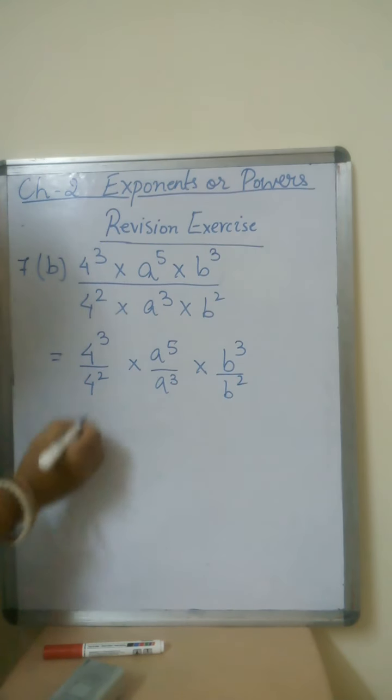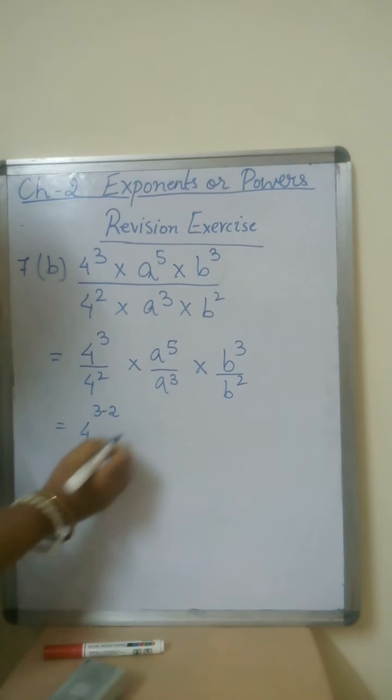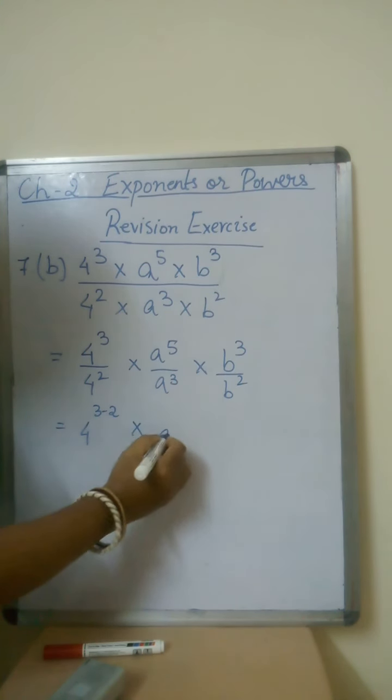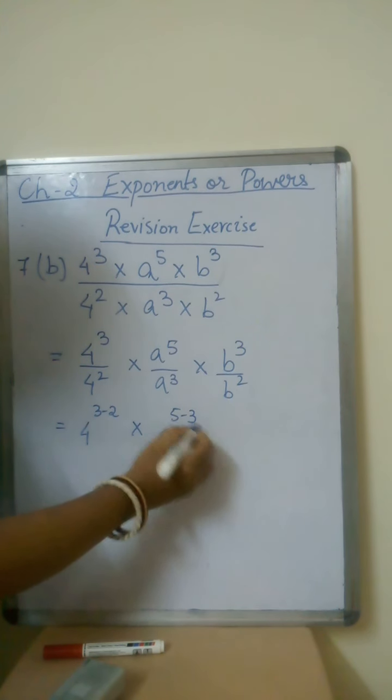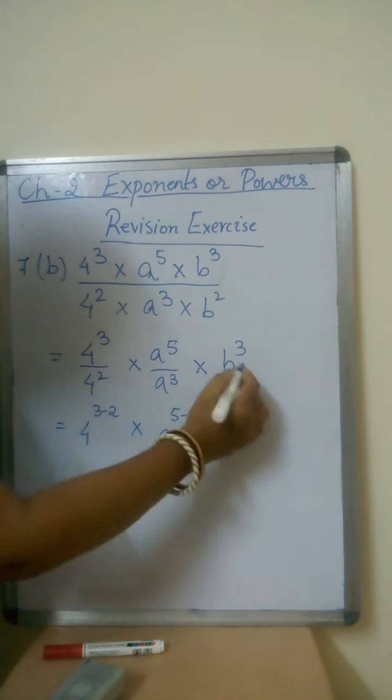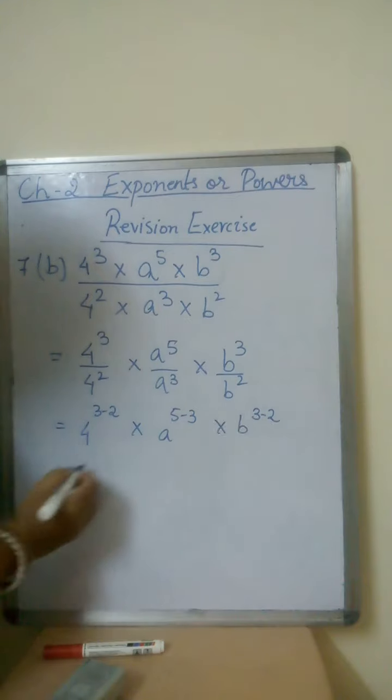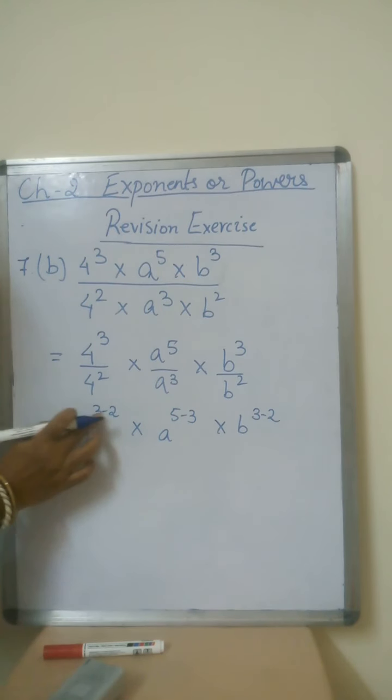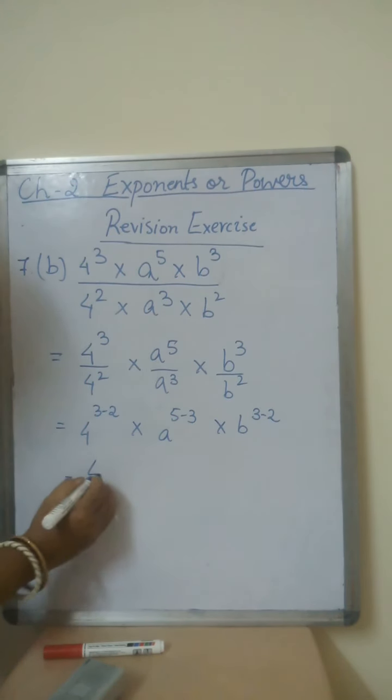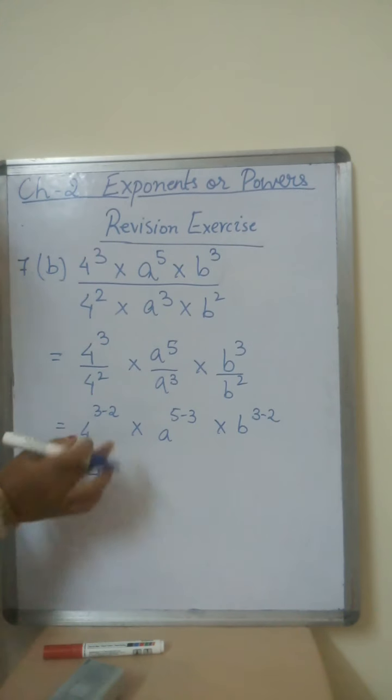So now 4 is the base. So when we have division, we do 3 minus 2. A is the base, we do 5 minus 3. B is the base, we do 3 minus 2. So what is my answer? 3 minus 2 is 1. So 4. Okay, we don't write 1.